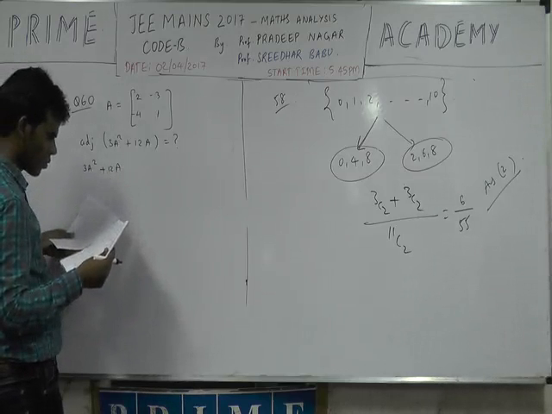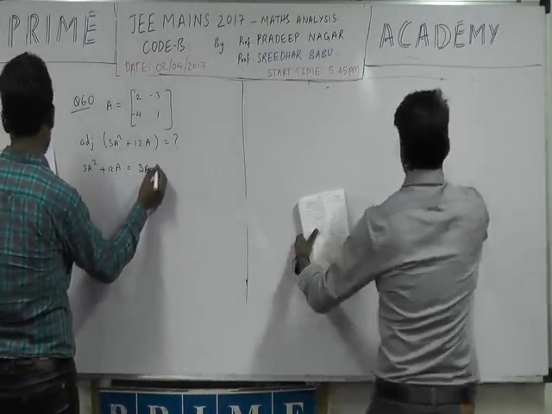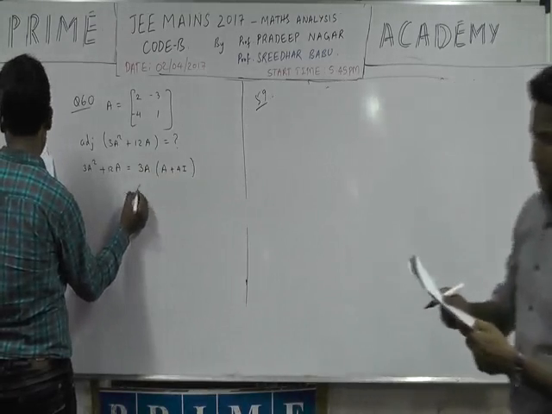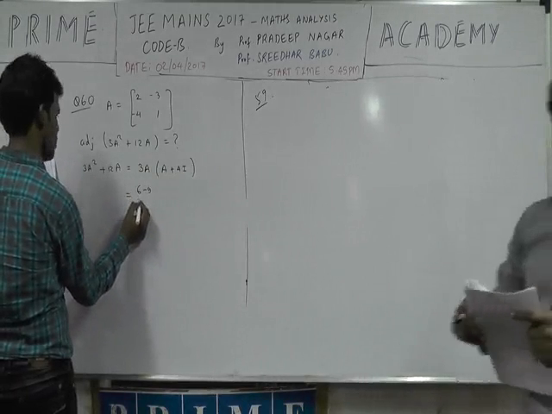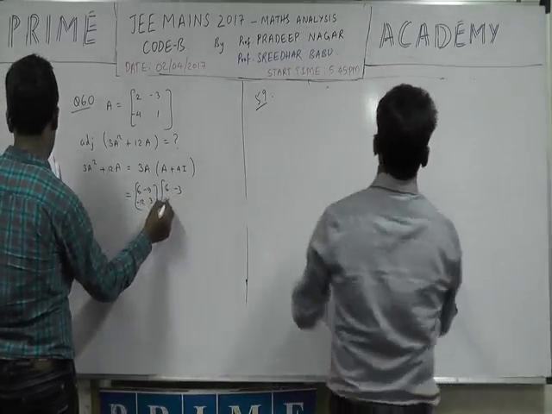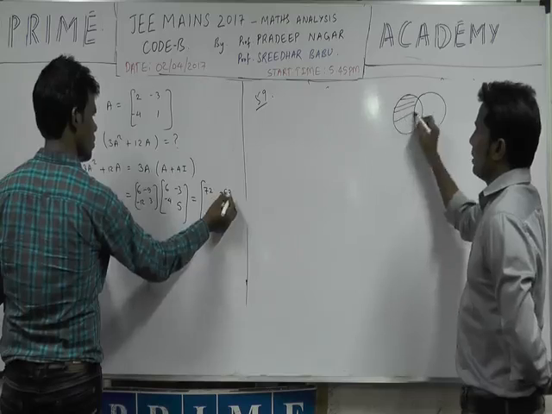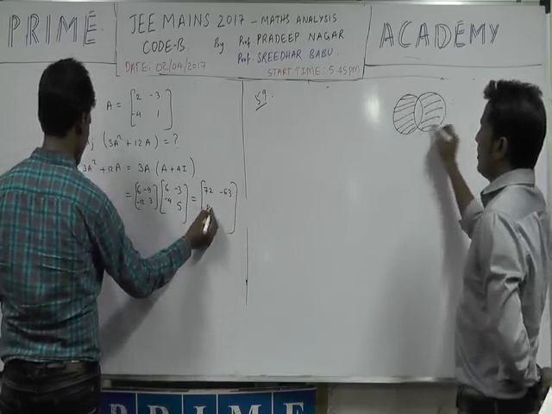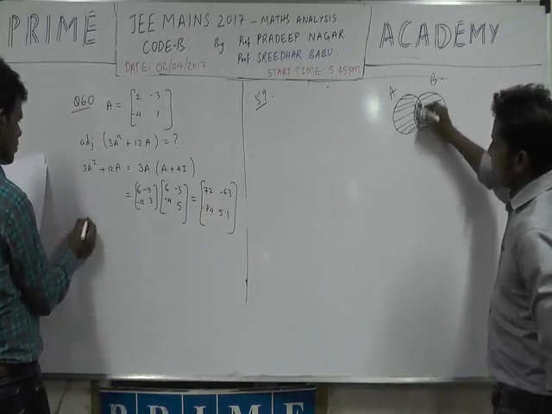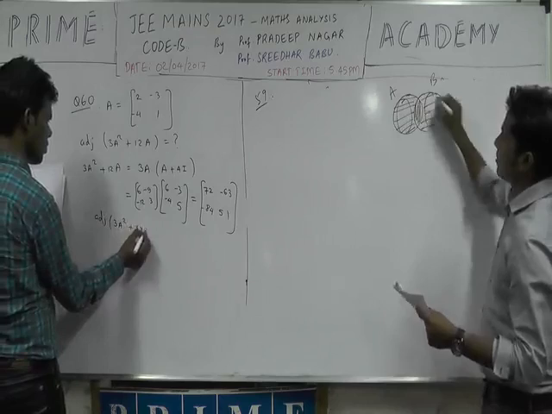Question 59. Here, the probability of exactly one of A or B occurring is given. That means, from the Venn diagram, if we try to understand, this is the probability of only A occurring, this is only B occurring, and this part is A and B both occurring. So here only this part plus this part is given.